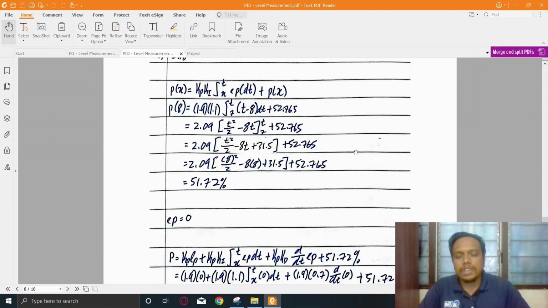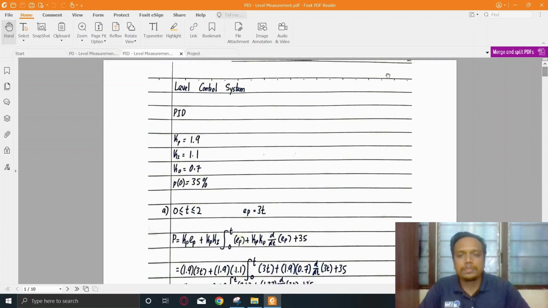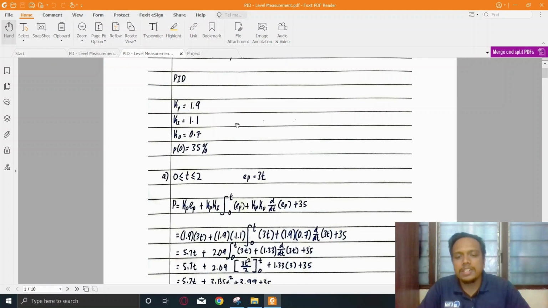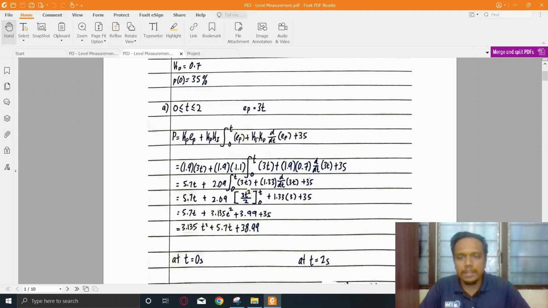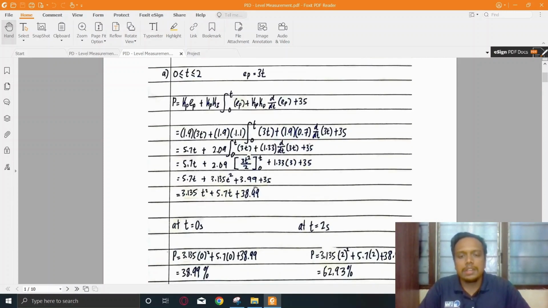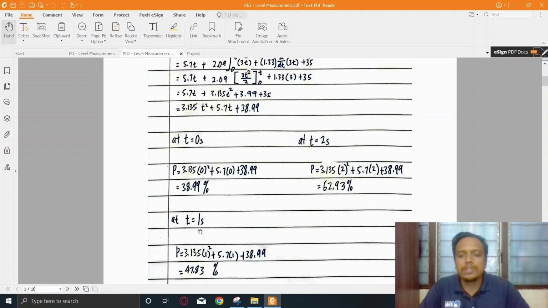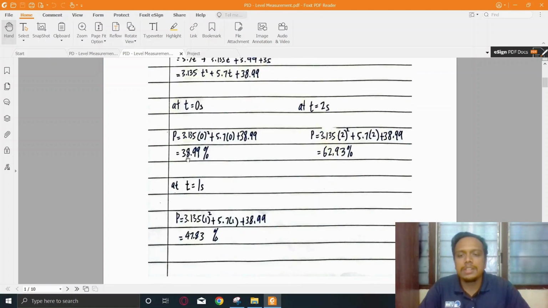Next is PID. PID is almost similar to PD, just that it has some additional stuff, which is KI equal to 1.1. This is the main equation. Just substitute all the values, and you'll get this equation. Substitute 0 seconds, 1 second, and 2 seconds, and you'll get this answer: 38.99% for 0 seconds, 62.93% for 2 seconds, and for 1 second you get 47.83%.